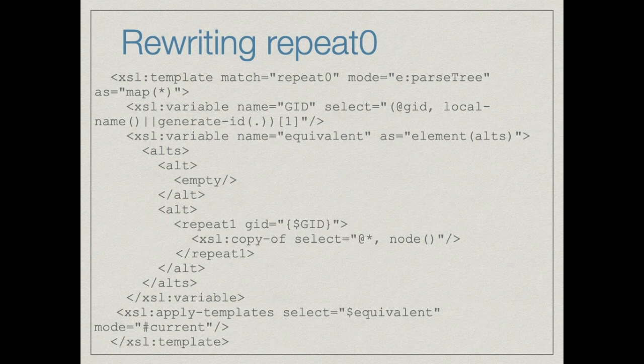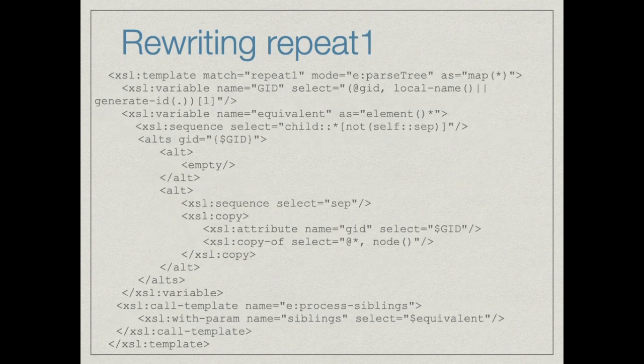Next, we build an alternative structure using the same model as the input grammar. This is stored here in the variable equivalent. An optional repeat is really equivalent to the two alternatives of an empty parse or else a non-optional repeat, repeat 1. Since this returns a single element, we can simply apply templates in the parse tree mode, which we know will also return a map. Since we're using the repeat 1 definition here, we probably also ought to have a look at the non-optional repeat.